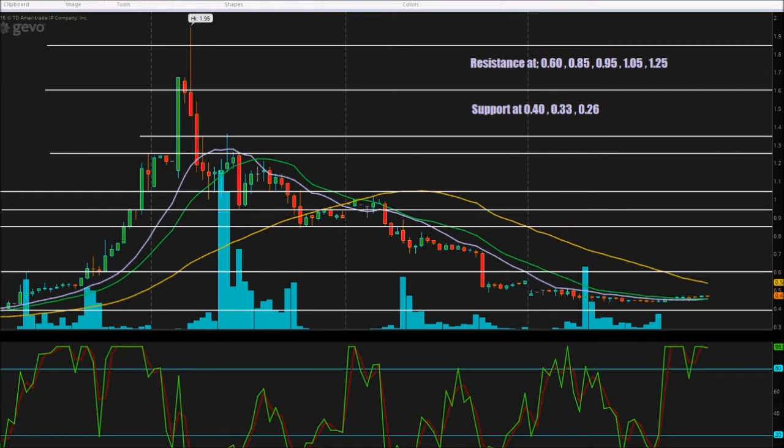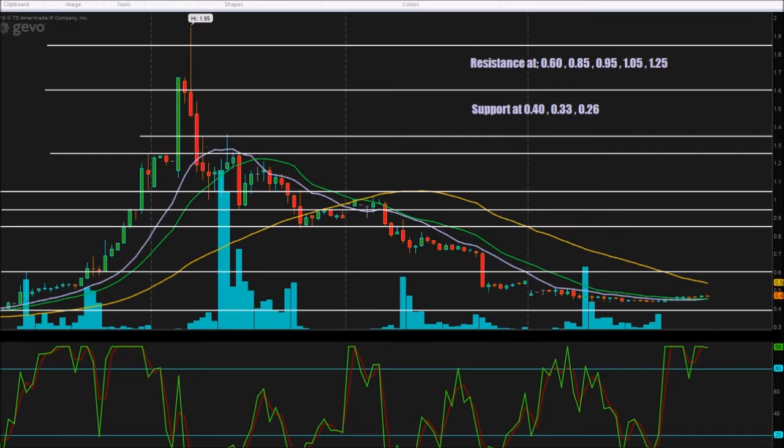This time we're taking another look at ticker symbol GEVO. It's Gevo Incorporated. The chart we're looking at here today is a 30-minute chart, each candlestick representing 30 minutes of trading. We go back to about June 7th on this chart.